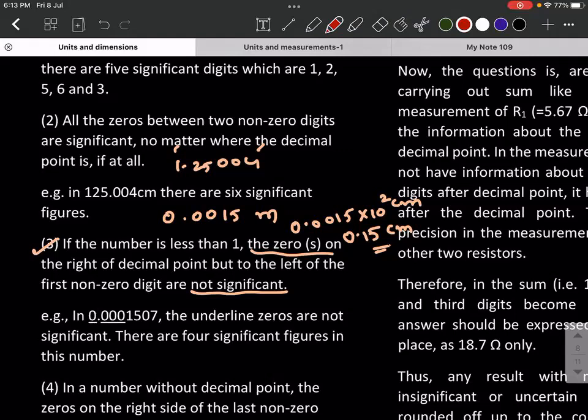If you see, what are the significant figures in it? It is only 15. So there are only two. Now you are able to understand why the zeros that are there before the first non-zero digit are ignored. Because when you convert from one unit to another, the zeros present before the non-zero digits don't add any value. So here, what is the important number? 15 only. Is the point clear? So this is the reason why we consider them to be not significant.